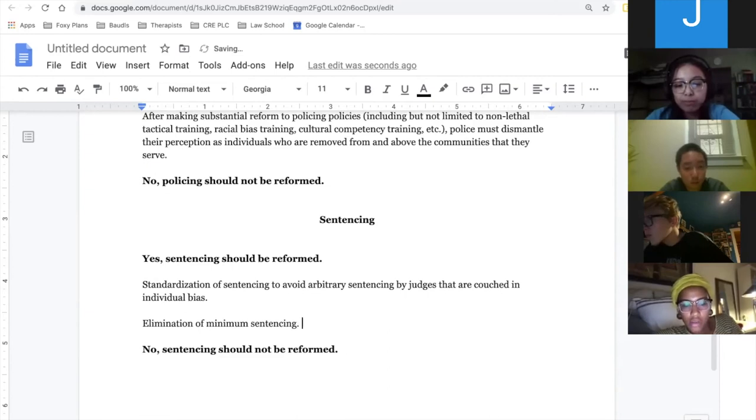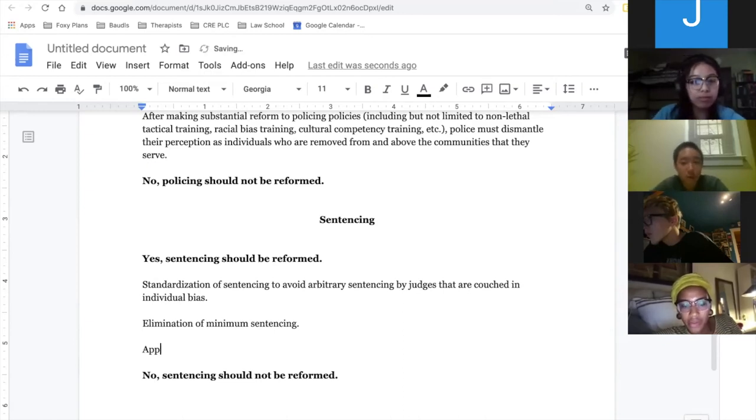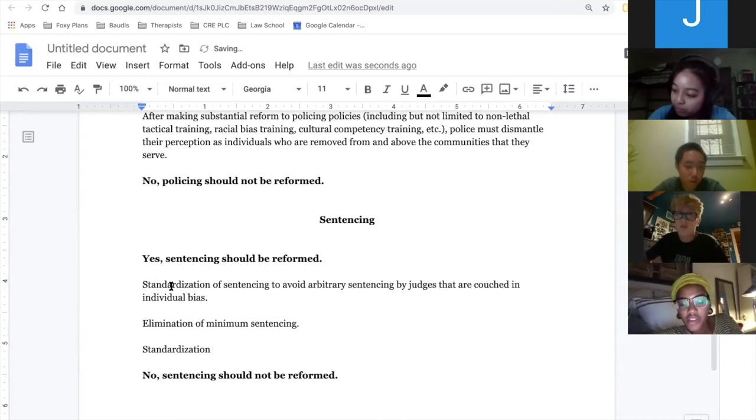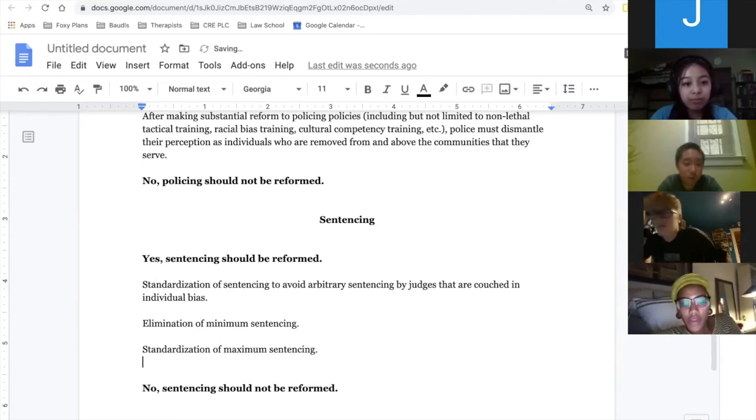I want to add one. I would say application of maximum sentencing. Or standardization of maximum sentencing. I typically won't add one, but the one that Nuriel suggested just made me think of that, standardization of maximum sentencing. What are some other reasons why sentencing might need to be reformed?